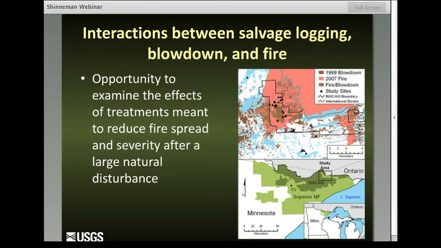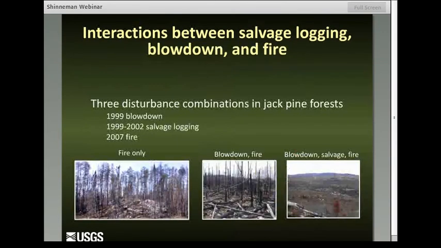We had a blowdown event that occurred in 1999, as I mentioned earlier, that was followed by salvage logging activity designed to reduce fuel loads. But then in May of 2007, so after the blowdown and after the salvage logging, we did have the large fire that burned through the region and burned most of the plots that had been salvage logged and suffered from blowdown. So we had an opportunity to look at the interactions between all of these disturbance events, the 1999 blowdown, as well as the following effects.